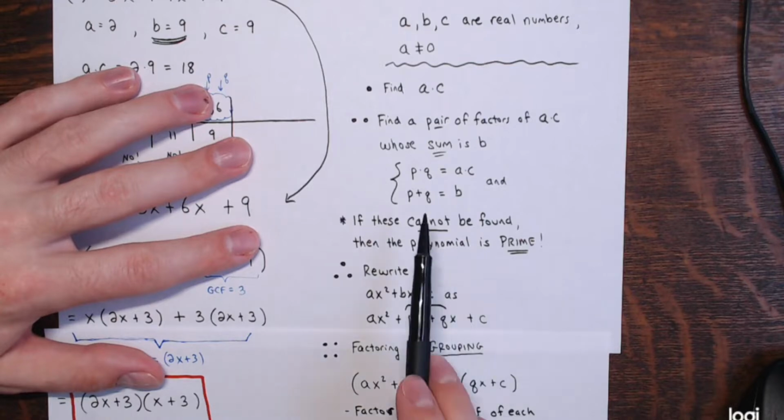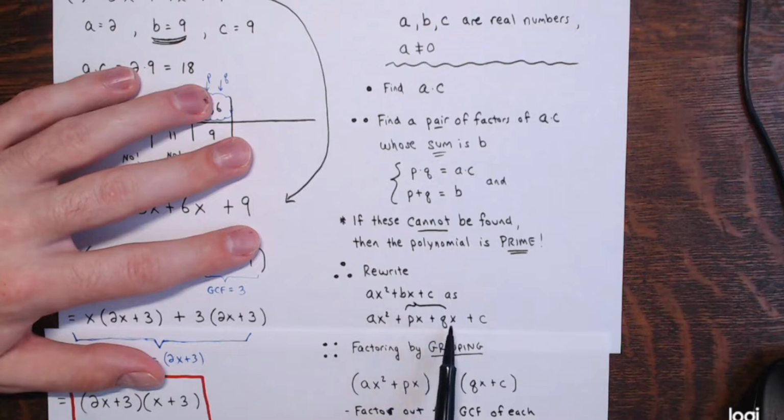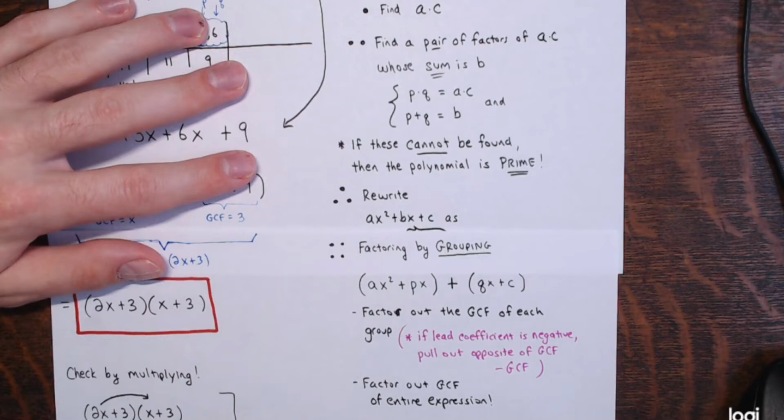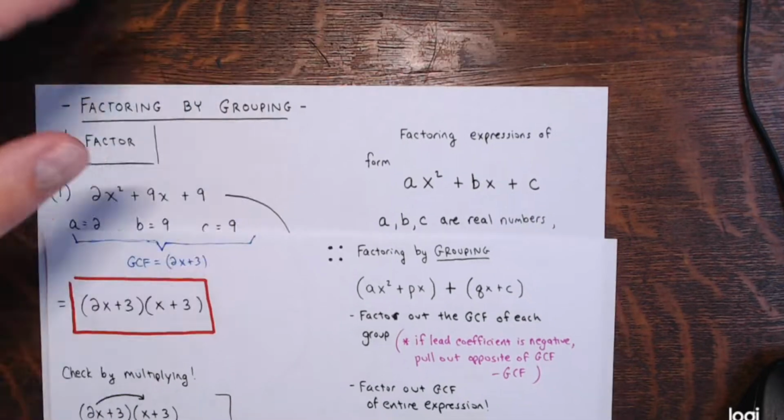But if you can, if you can find this pair of factors, then you just rewrite the middle term, rewrite the middle term using that pair of factors as a sum of two terms, and then break the polynomial into two groups, factor each group, factor the GCF out of each group, and then factor the GCF out of the final expression, right? So a lot of steps, but it'll work every single time.